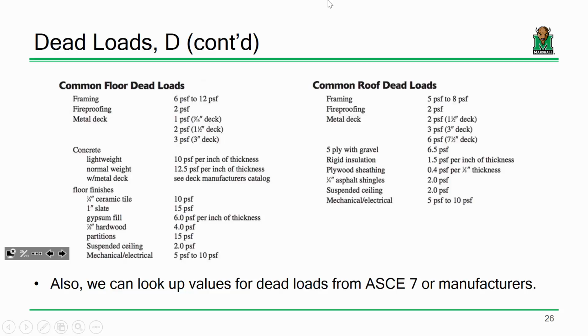There's just pages and pages of every conceivable construction material that you would use in a building structure, and next to it is a reasonable PSF load. When in doubt, just always use the upper bound values.